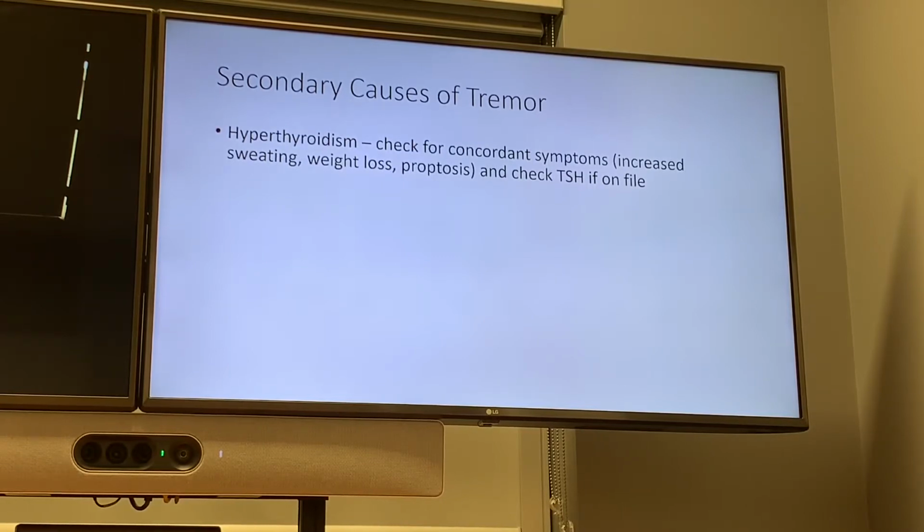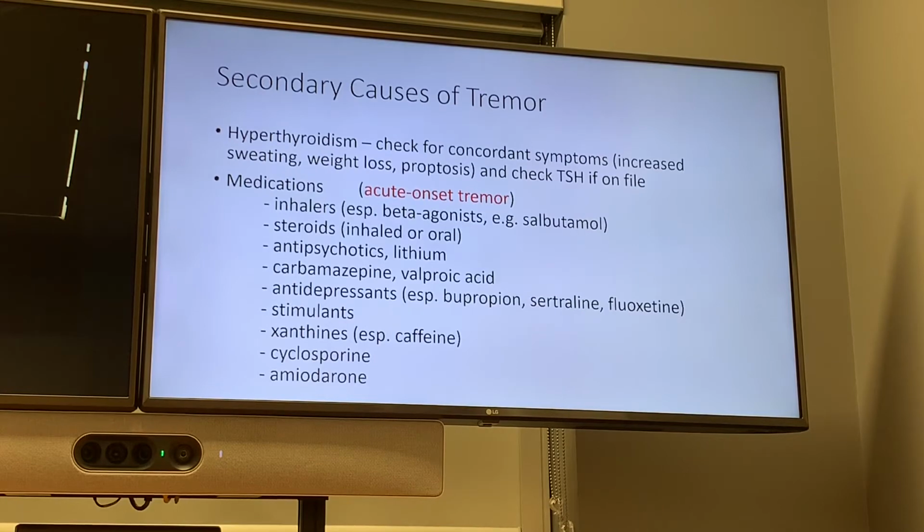Other causes, as with every problem in medicine, include medications. These are usually fairly acute onset tremors, and the list of medications is pretty extensive. But interestingly, there are medications that are very often used by family medicine practitioners in particular. So those include the beta agonists like salbutamol. They can cause tremors and tachycardia. Inhaled and oral steroids can do the same.